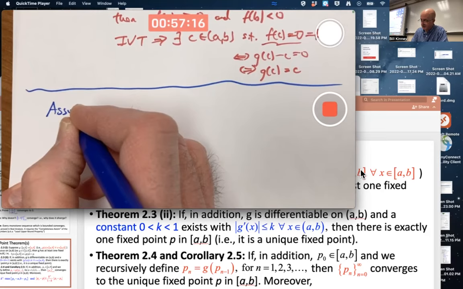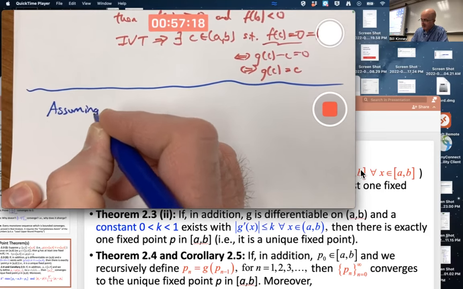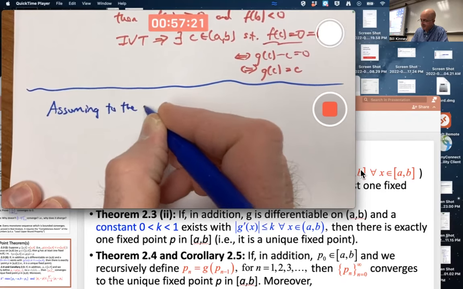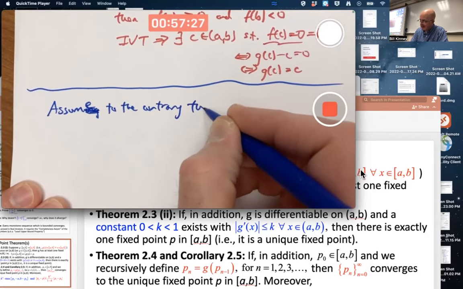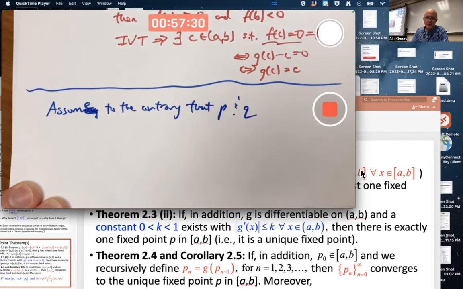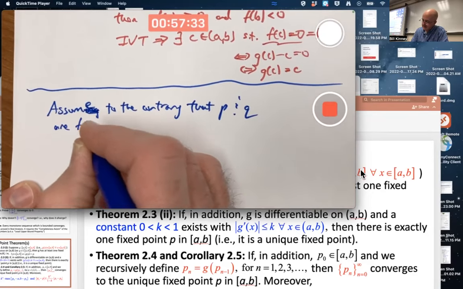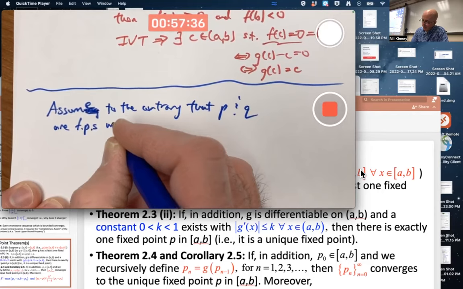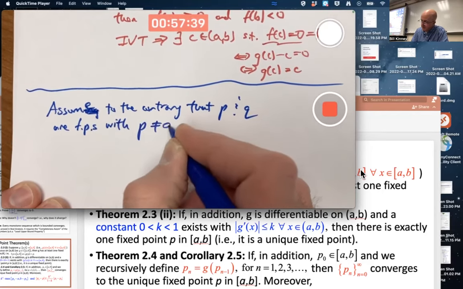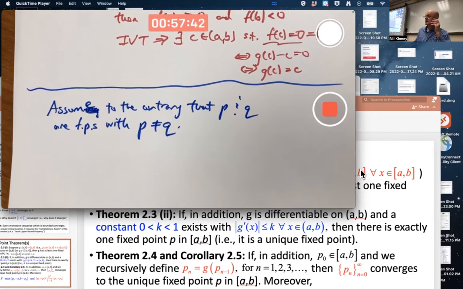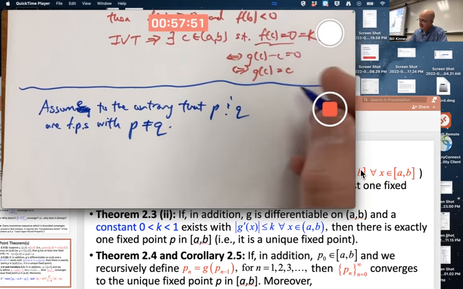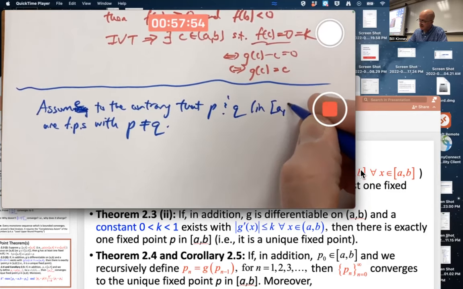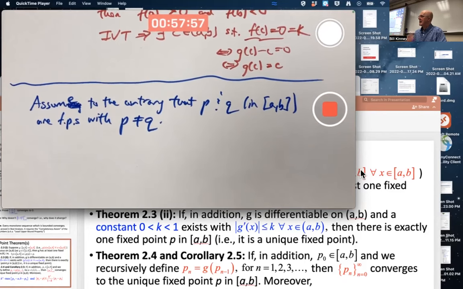Assume to the contrary. So this is for the contraction mapping part of the theorem. Assume to the contrary that P and Q are fixed points with P not equal to Q. So they are distinct inputs, or distinct fixed points. They are both in the interval from A to B, right? That's the situation.